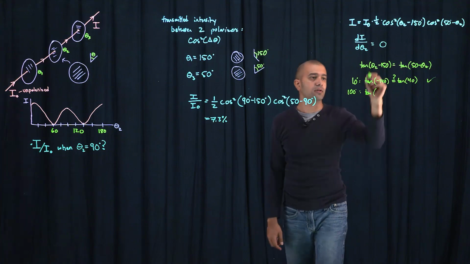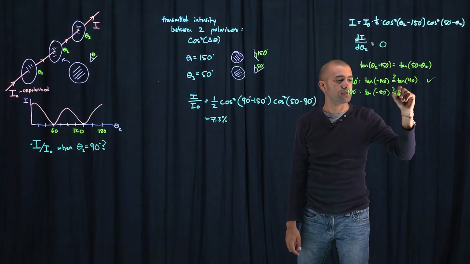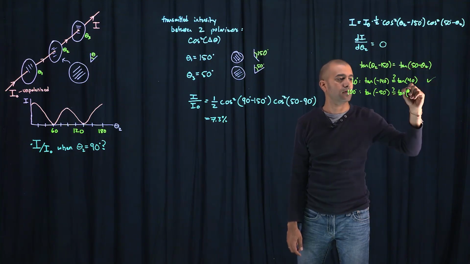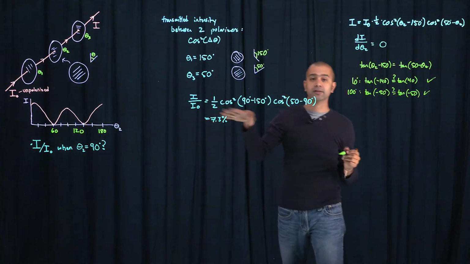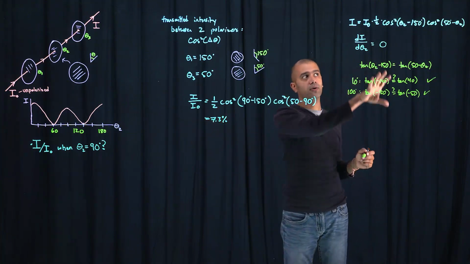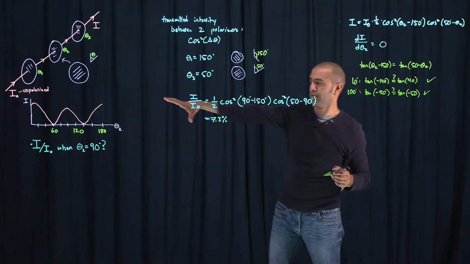Now for the other one, we have 100 degrees. Does it also solve it? Let's see. Theta 2 minus 150 is minus 50. Is it the case that tan of minus 50 is tan of minus 50? Of course. So both of those points are indeed maxima or minima. And so it looks like our formula so far seems to be consistent with the other information from that graph.